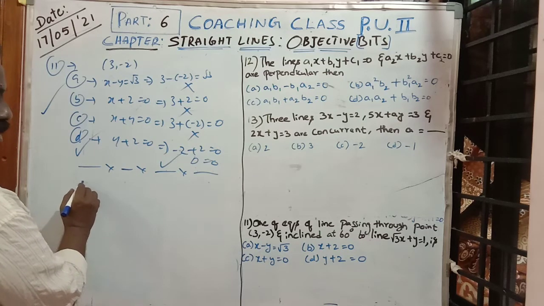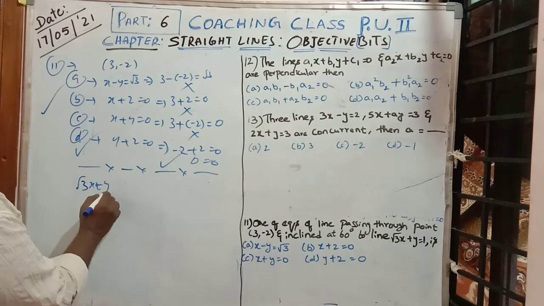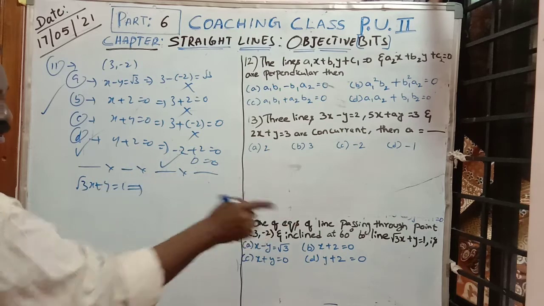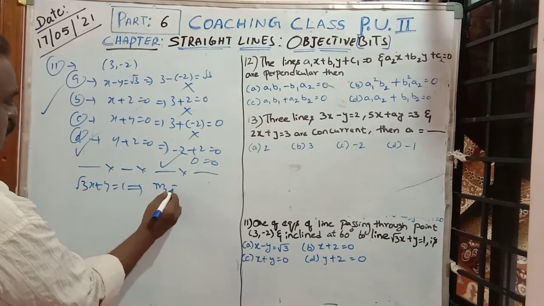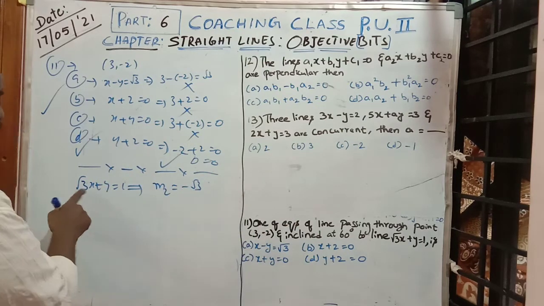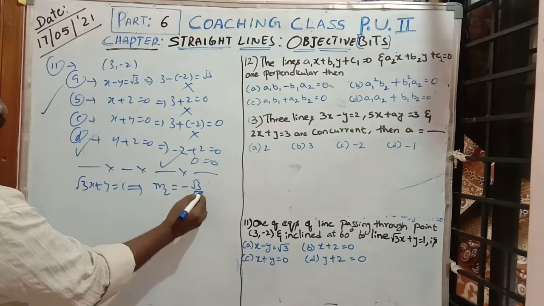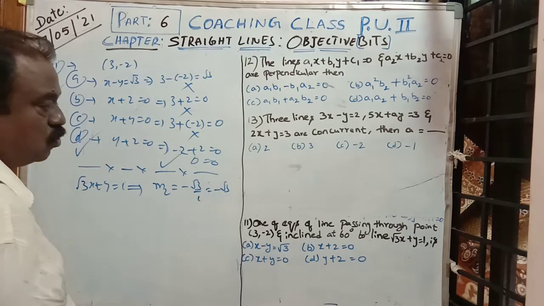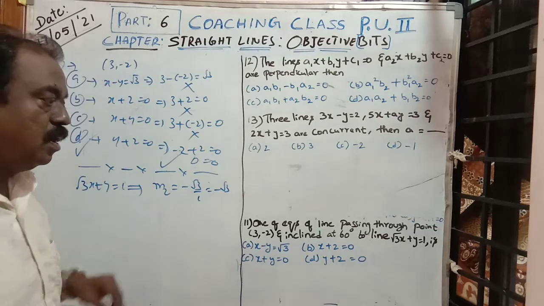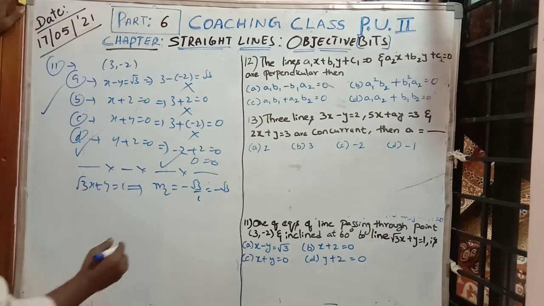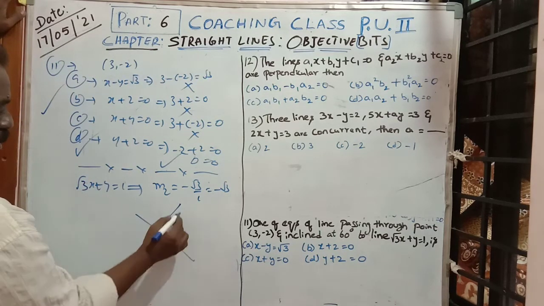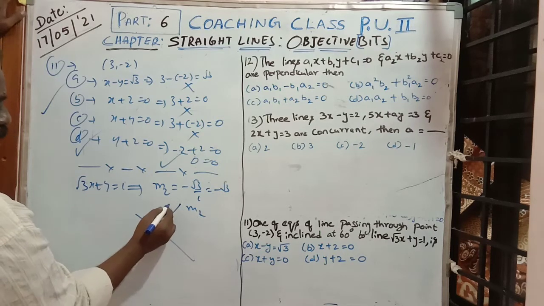What is the given line? Root 3 x plus y is equal to 1. That is the given line. Slope m2 is equal to minus root 3 by 1, minus a by b. It is minus root 3. So, slope m2 of the second line.